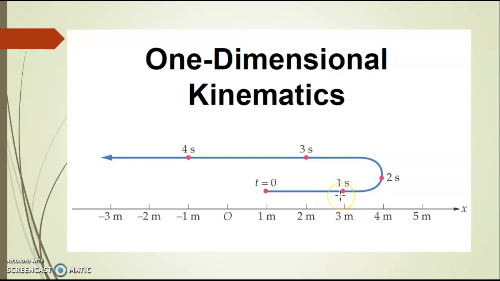And then after 1 second, from the third meter, it moved to the fourth meter. And from the fourth meter, it moved backwards towards the negative x direction to the second meter. Okay, so this is one-dimensional kinematics. One-dimensional kinematics doesn't only talk about the positive direction. Okay, we also have the negative direction. In this case, we have the direction on the positive x-axis of a Cartesian plane and the negative x-axis of the Cartesian plane.